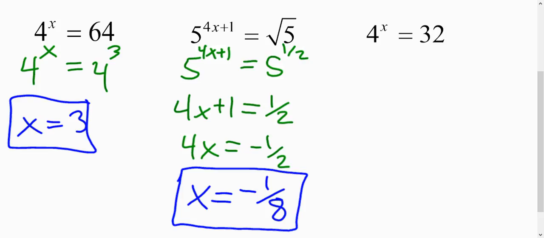This last one's a little bit trickier because 32 is not a power of 4. It is a power of 2, though. 32 is 2 to the 5th. Powers go 2, 4, 8, 16, 32. So it's the 5th power. And then since that's a 4 on the left, we need to change that to also be a 2. So 4 is 2 squared. So this is 2 squared to the x, which is 2 to the 2x.